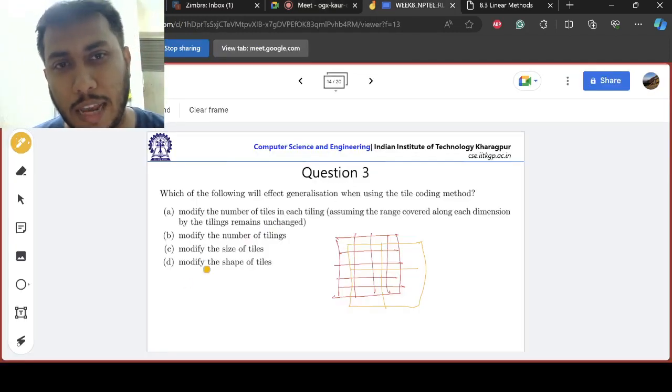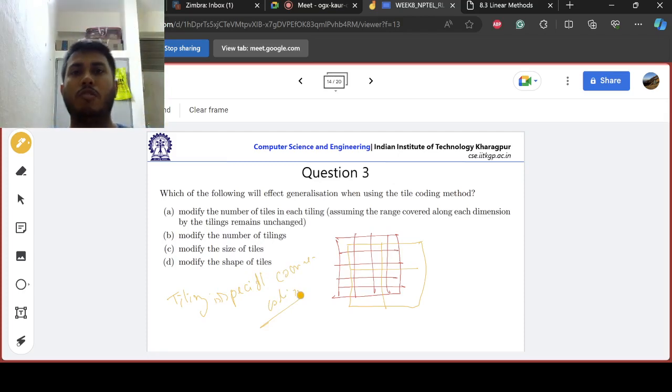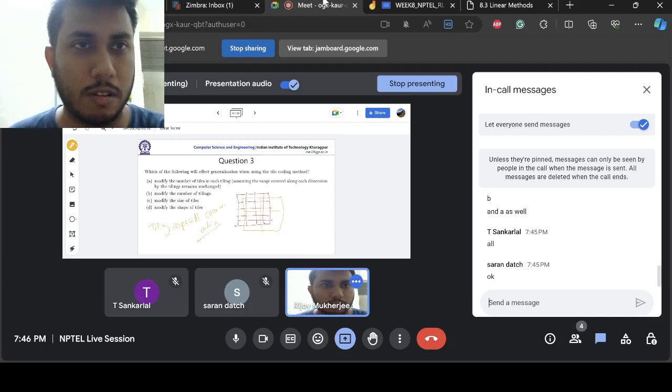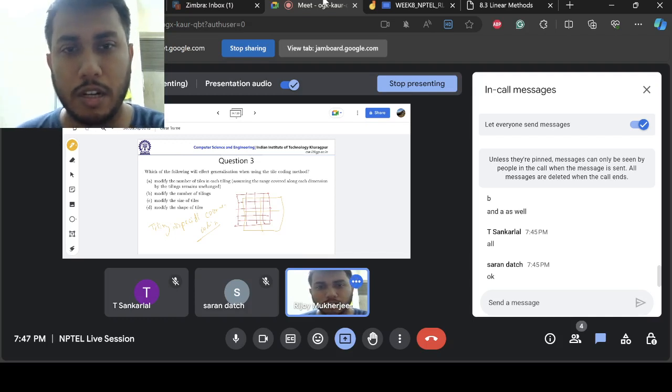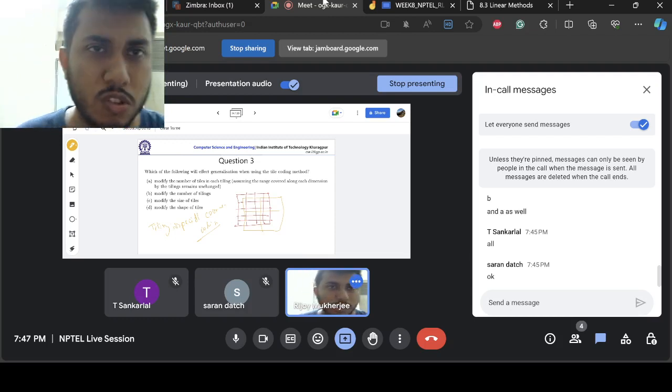Also remember, tiling is a special case of coarse coding. As you viewed in the example which I displayed a few moments back, you saw how the shape and size of the coarse circles affect your generalization property. How someone does it faster, someone less error prone, and all. Right. So the same properties apply here because tiling is a special case of it. So the correct answer is all of the above.